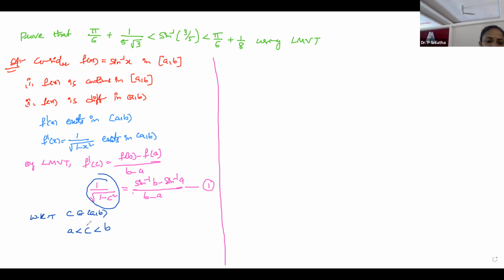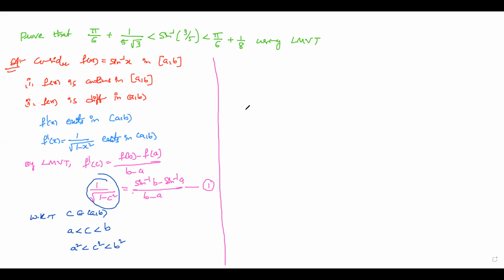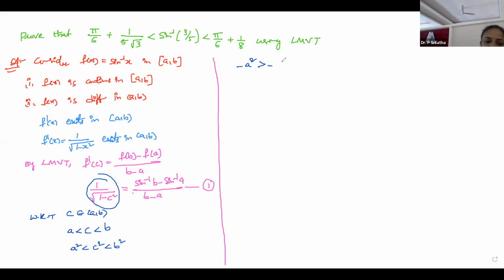So for that, what do we have to do first? Squaring on both sides. Squaring, there is no change in the sign, right? Next, subtract 1. Subtract and the signs will interchange. Multiply by minus, the sign will interchange, right? So that is minus c square is greater than minus b square.